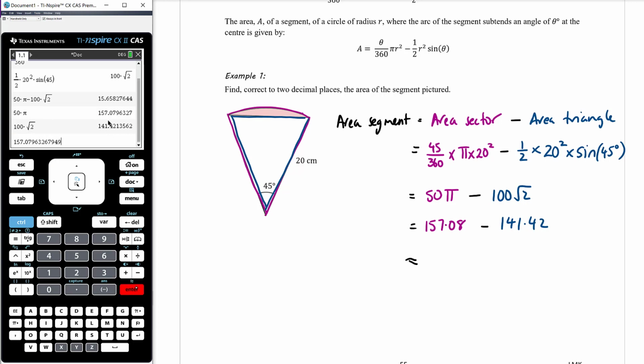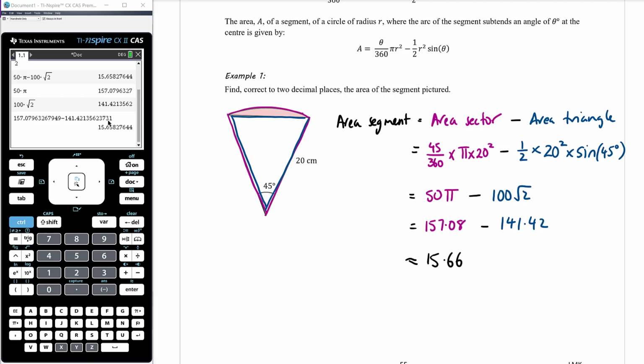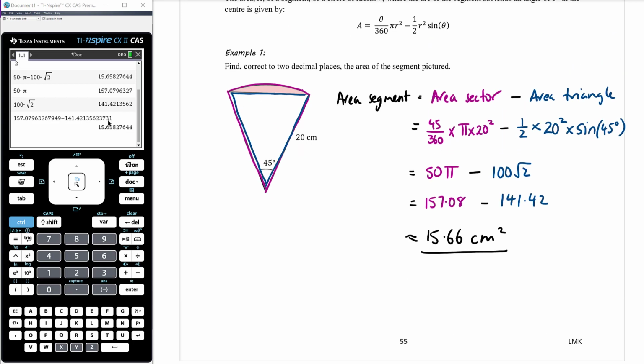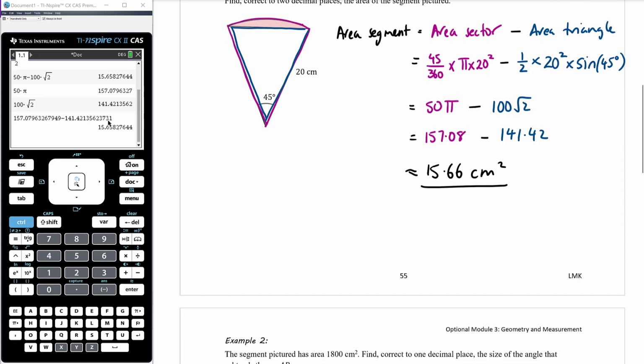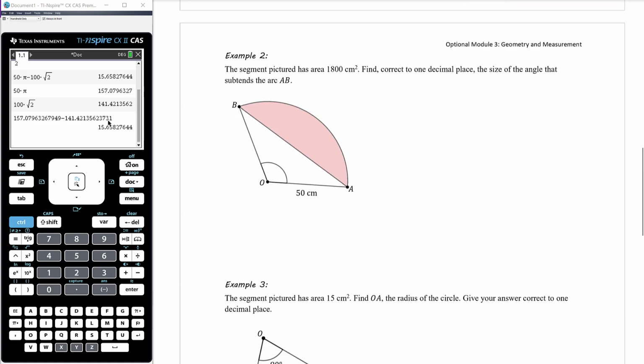It's 15.66, correct to 2 decimal places. And it's an area, so the units are centimetres squared. As I said, just put all your numbers in, punch the whole thing in your CAS and press Control Enter. It's fine. Alright, let's have a look at example 2.